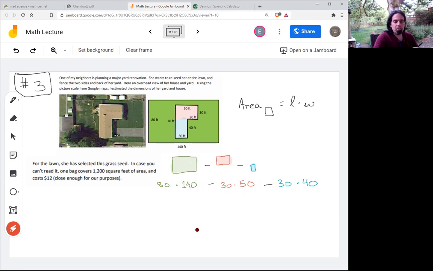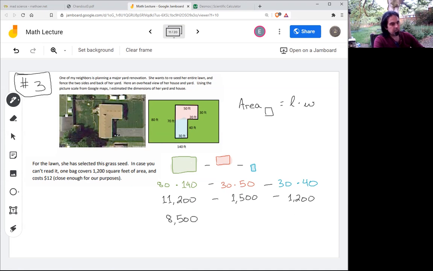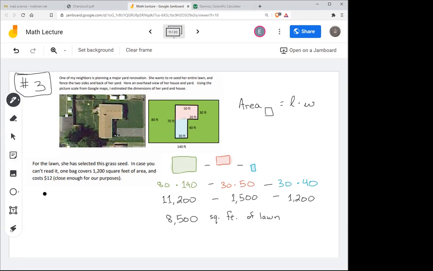Anyway, 80 times 140 is 11,200. 30 times 50 will be 3 times 5 is 15 with 2 zeros. 3 times 4 is 12 with 2 zeros. Then I do my subtraction and I get 8,500. Everyone okay with my answer so far? Yeah.